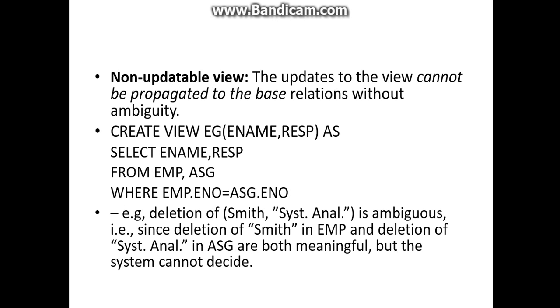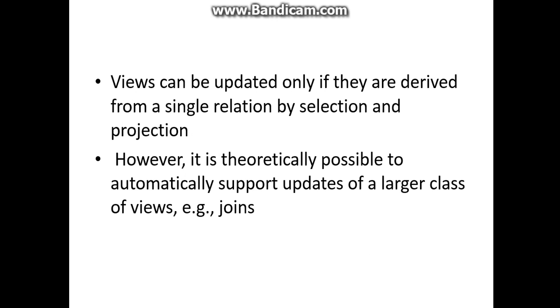And the second example is a non-updatable view. The updates to the view cannot be propagated to the base relation without ambiguity. Here is a second example of a non-updatable view. You can see it on the next slide. So views can be updated only if they are derived from a single relation by selection and projection. However, it's theoretically possible to automatically support the updates of a larger class of views, for example joins.